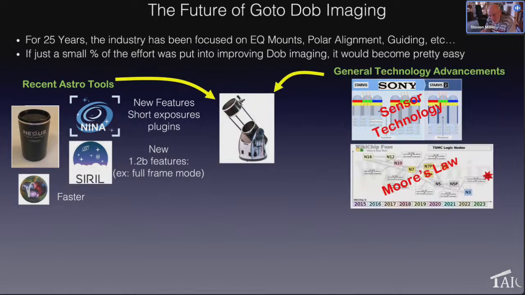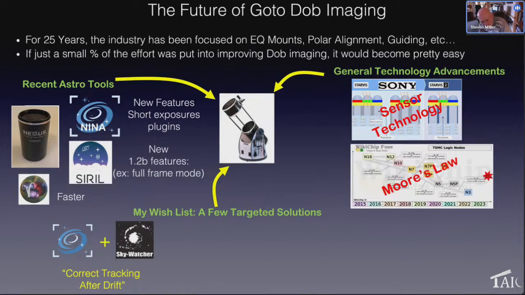There's general technology advancements. Sensor technology is pretty much good enough, but it's still continuing to improve. The latest cameras just came out from Sony, like the ASI 585, have some improvements. They're just better quantum efficiency, bigger well depth, lower noise. And then Moore's Law. Computers are continuing. It's creeping along a little bit, but it's not going as fast as it used to. But every couple of years, things are faster. SSD drives are bigger, so those will help.